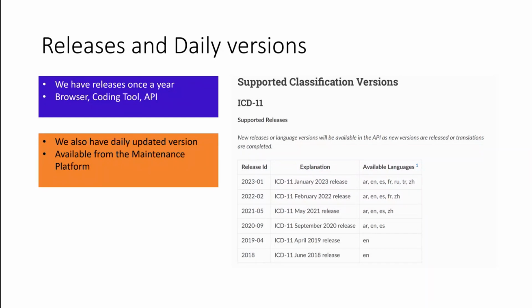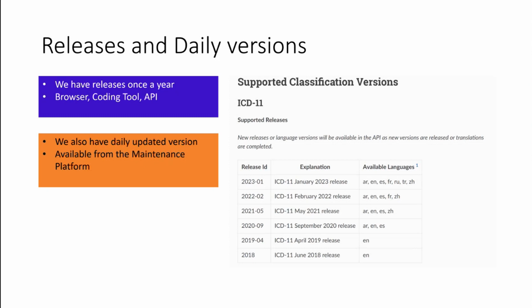Now, while we have these releases once a year, before we release, we check the content. Everything is in place, all the proposals that have been accepted have been properly implemented, there is no conflict in the classification, and all that. So we go over a thorough check of what's going on and whether we are ready to release, and then we make these releases.